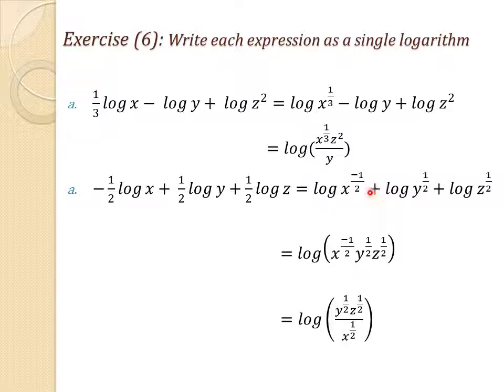Then there will be one logarithm for the values multiplied together. And since we have a negative value, this is going to be switched down, and it will be y and z, each one raised to power 1/2 over x power 1/2, and all of them are under single logarithm.